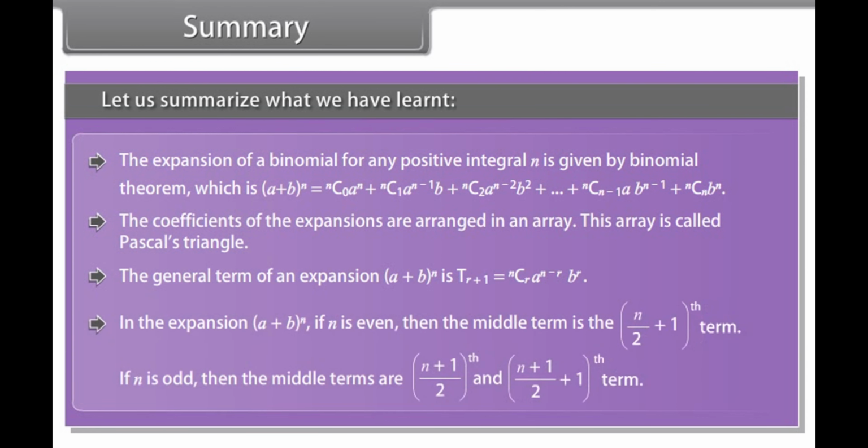In the expansion a plus b raised to power n, if n is even, then the middle term is the n by 2 plus 1th term. If n is odd, then the middle terms are the n plus 1 by 2th and n plus 1 by 2 plus 1th term.